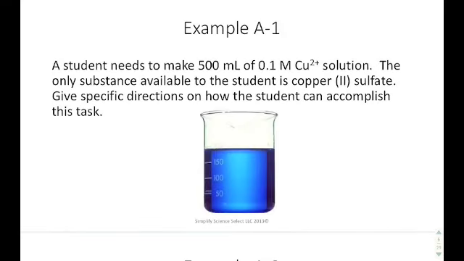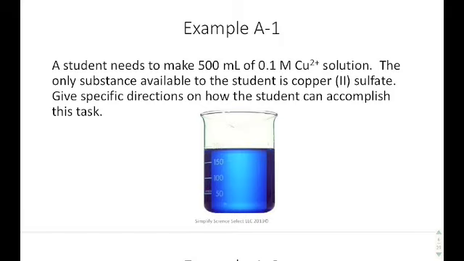So let's look at it in terms of the math. It says a student needs to create 500 mL of copper solution. The only substance available to the student is copper sulfate, and we have access to a regular lab. So give specific directions on how the student can accomplish this task. If you were to look at it, the first thing that the student needs to do is figure out how many grams they're going to need.